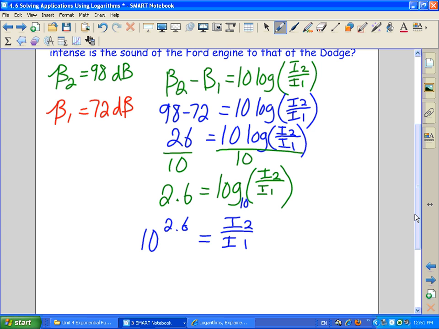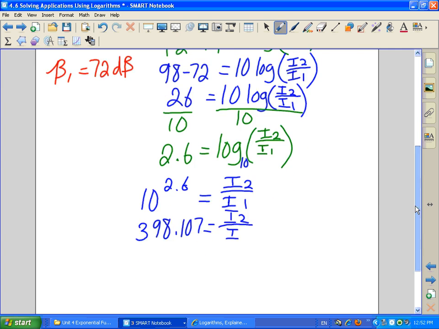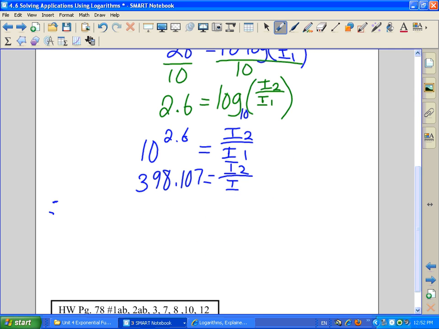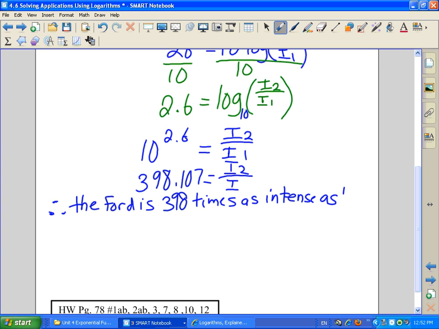Okay, so plug that in your calculator, ladies and gentlemen. You're going to get 398.107 equals I2 divided by I1. So what does that tell us? That the Ford truck is 398 times as intense as the Dodge truck. Okay, so therefore the Ford is 398 times as intense as the Dodge.